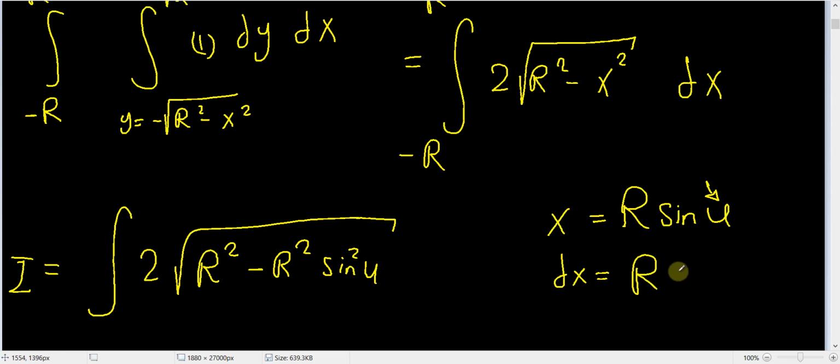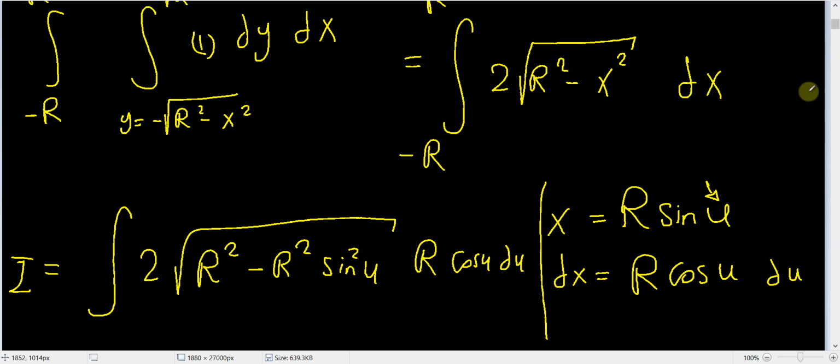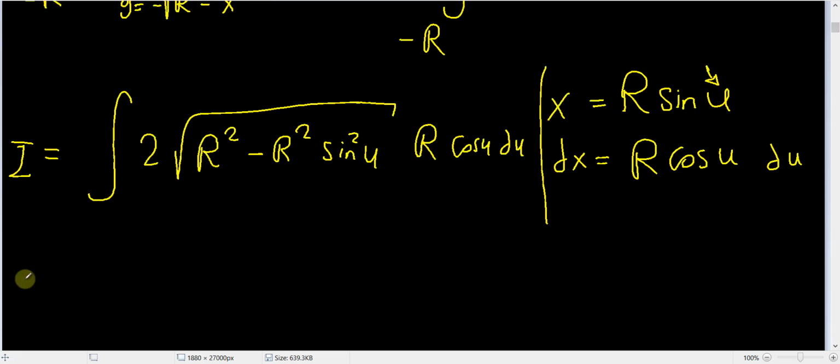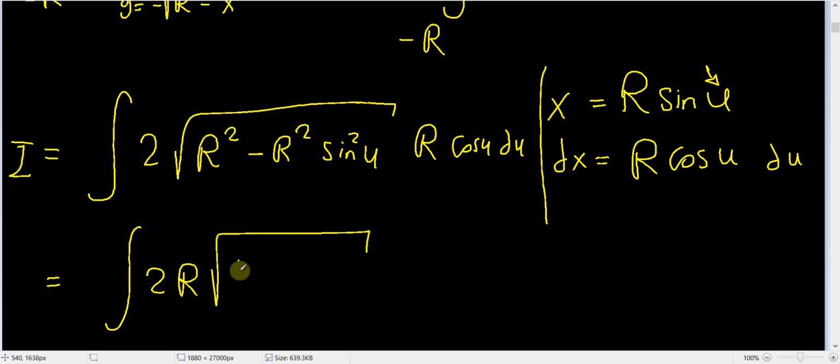The derivative of sine is cosine, so cosine u du. So here I have r cosine u du. So this is my new integral. Now this can be simplified to be equal to the integral of 2 times r multiplied by the square root of 1 minus sine squared u, multiplied here by another r cosine u du. Now what are the limits of our integral?